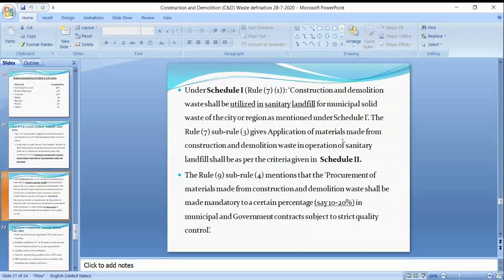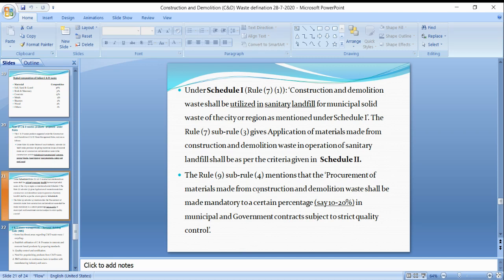Rule 7: Construction and demolition waste shall be utilized in sanitary landfilling also. We have seen in the municipal solid waste sanitary landfill, it is also one method that requires a liner, so there we can use these materials. For the cities or regions as mentioned under Schedule 1, the sub rule gives that application of materials made from construction and demolition waste in operations of sanitary landfill shall be as per the criteria in Schedule 2.